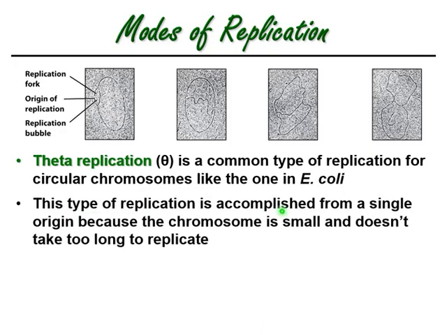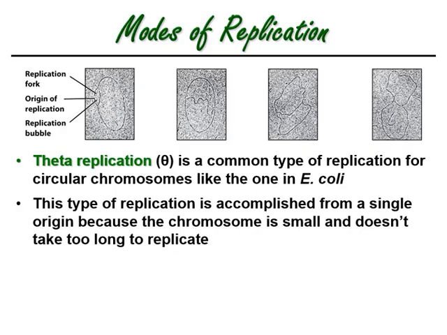This type of replication is accomplished from a single origin. Theta replication is accomplished from a single origin because the chromosome is small and it doesn't take too long to replicate. You can just get away with one. It's a small chromosome. It's circular, so you're basically going in opposite directions anyway. You're doing great. You're very efficient.